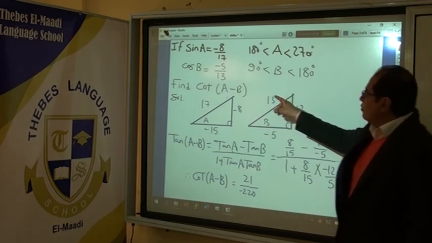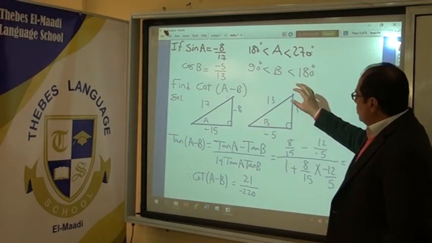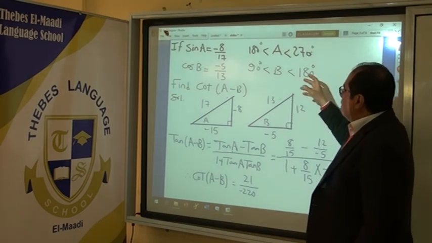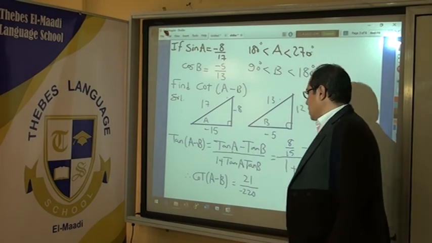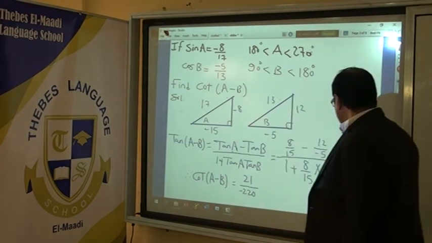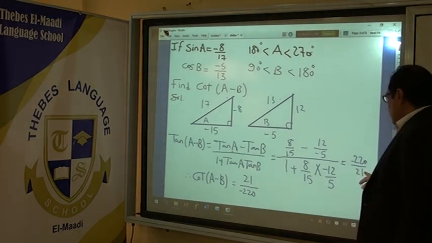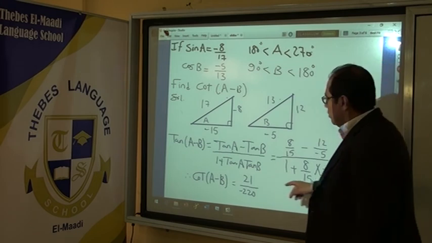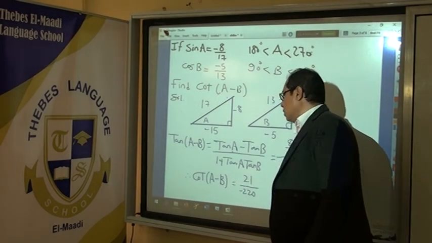It is required to find cotan (A minus B), and you know that cotan (A minus B) equals 1 over tan (A minus B). So, to get the cotan value, I take the multiplicative inverse of negative 220 over 21. Then cotan (A minus B) equals 21 over negative 220.